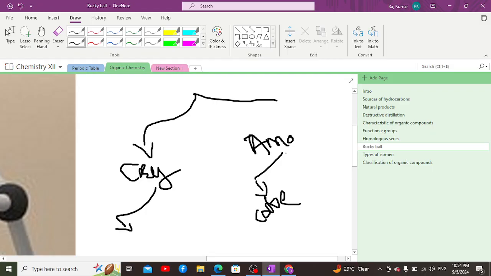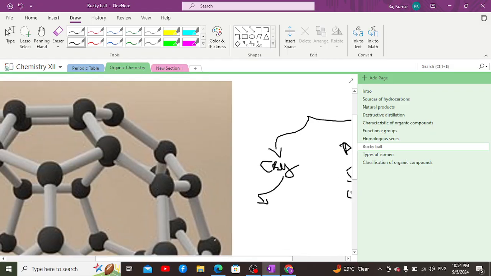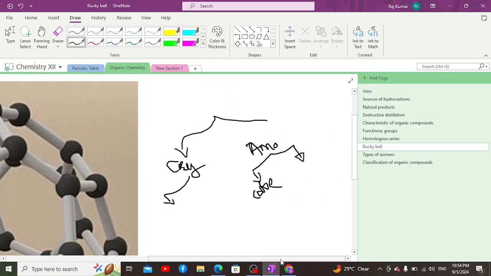Ninety-eight to 99% of coke is carbon, which is used for electricity generation, as a fuel, as well as a reducing agent. On the other side, coal is an amorphous form of carbon, which is also used as a fuel.